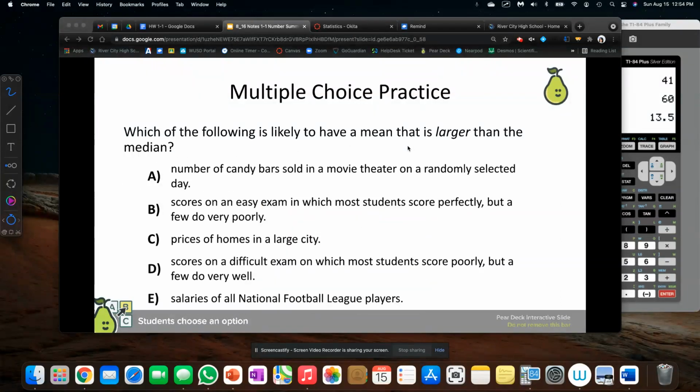All right, which of the following is likely to have a mean that is larger than the median? A mean that is larger than the median is pulled towards the right. This, again, is going to be in a skewed right distribution. So we need to see which one of these would be a skewed right distribution. Well, this should be a skewed right distribution. When we have a difficult exam, most students score poorly, so on the lower end, but few do very well. So in this case, the mean would have a larger value than the median.